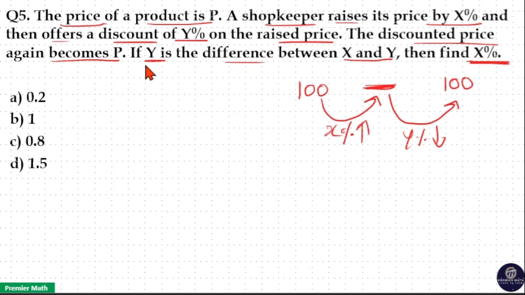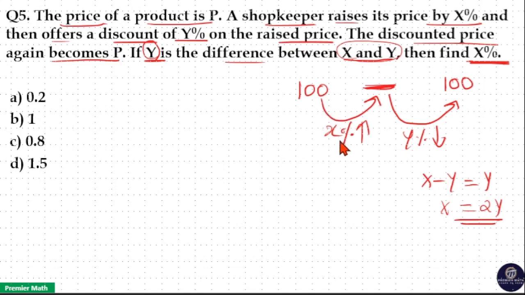Now you can see the question clearly says Y is the difference between X and Y. So X minus Y is Y, which means X is equal to 2Y. If X is equal to 2Y, that is, the discount is half of the increased percentage.